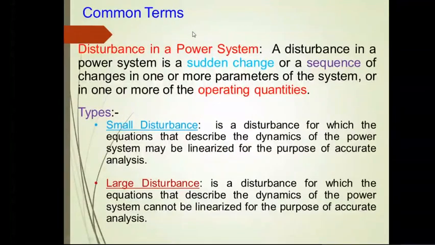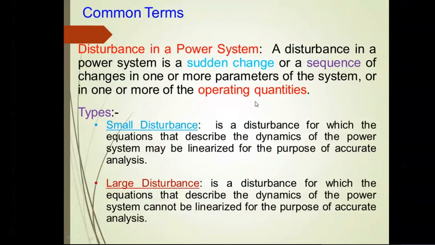And then going further, what is a disturbance in the power system? Let us understand. In fact, a disturbance in the power system can be a sudden change, or it could be a sequence of changes, and it will result in one or more parameters of the system changing, or thereby one or more of the operating quantities.